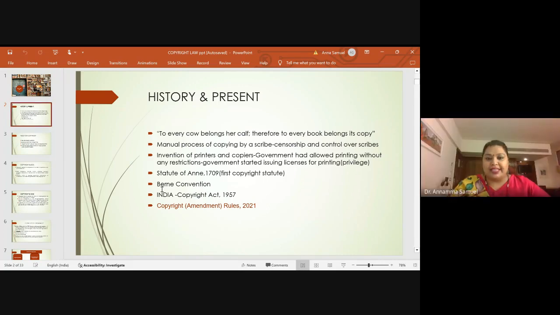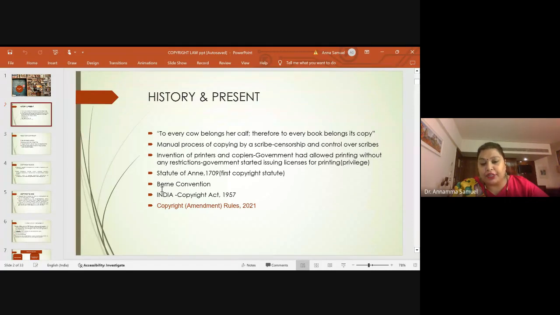So I'm on the second slide, which is relating to the history of copyright. Like I said, when you look at the history of copyright, there was always a manual process of copying. They used to have the scribes, they used to write the copies, and so it was a very tedious kind of process. Later, censorship and control over the scribe also came into being.